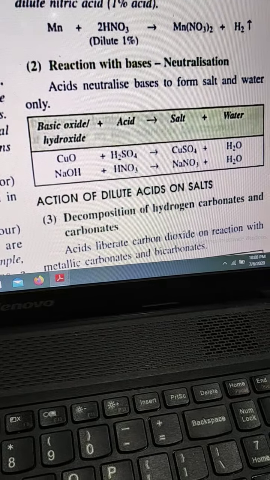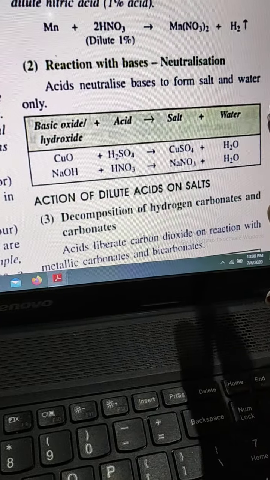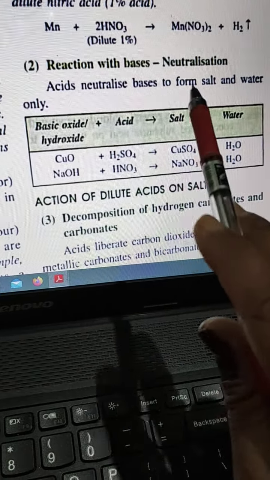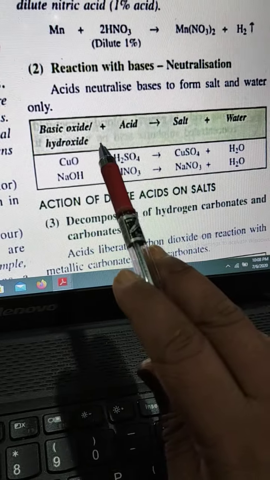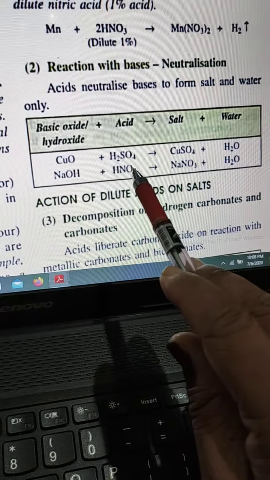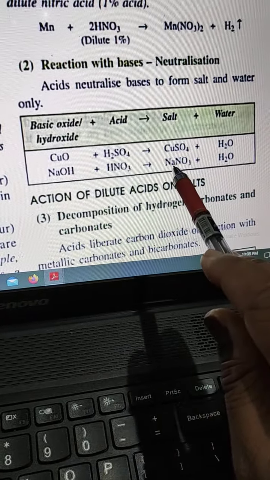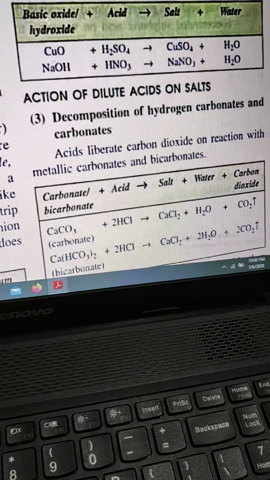Similarly, reaction 2 is reaction with bases, which is generally called a neutralization reaction. When an acid reacts with a base, salt and water are produced. For example, when sodium hydroxide reacts with nitric acid, it forms a salt, sodium nitrate, and water.